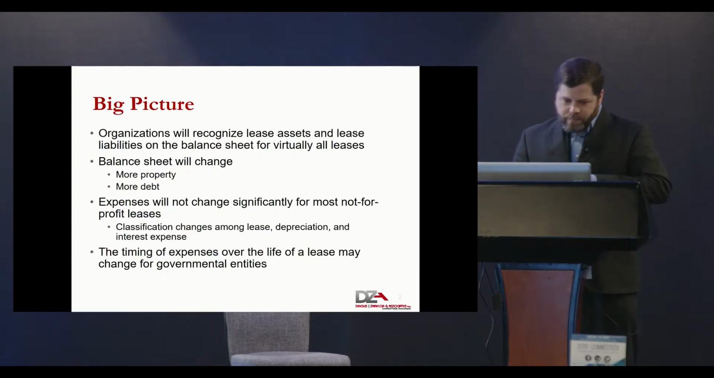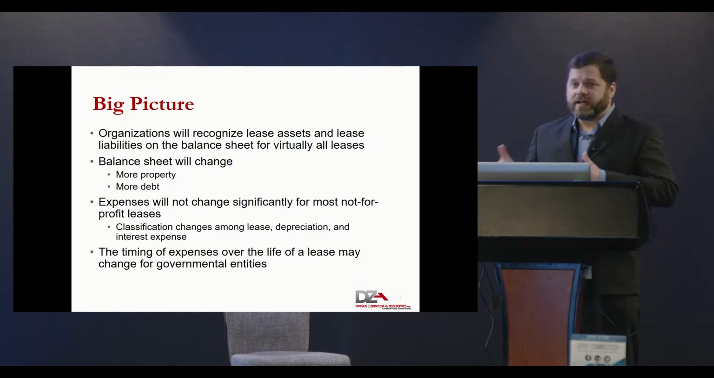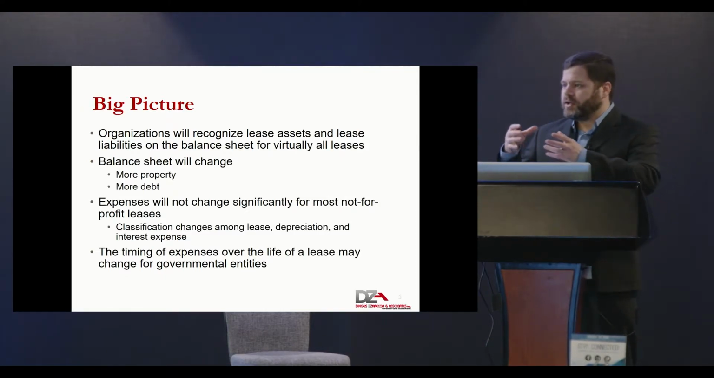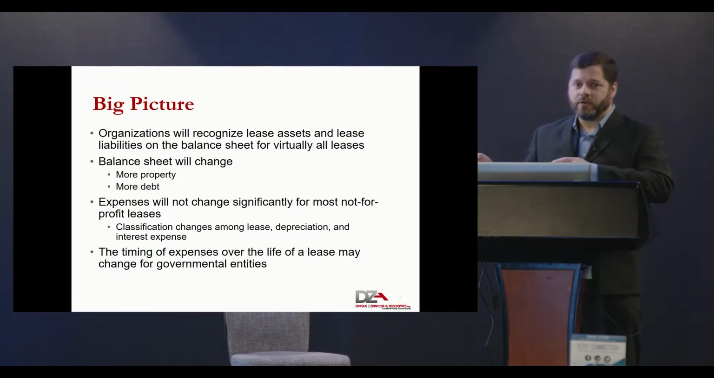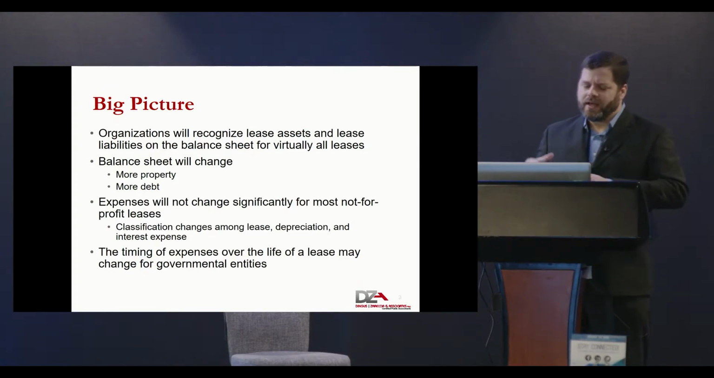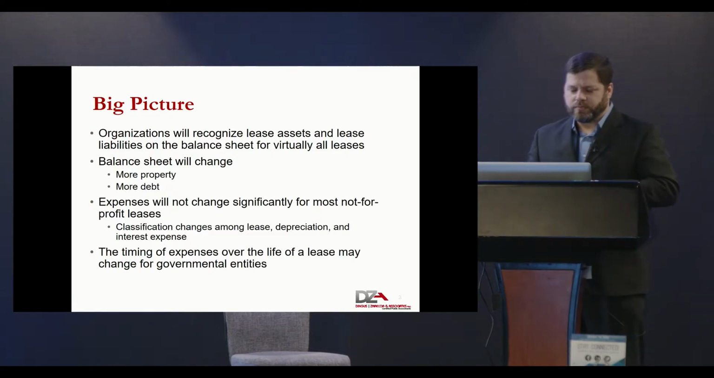So big picture, you will be recognizing more assets and liabilities on your books. That's the big change. The focus is really on the operating leases. So currently you already record capital leases, you have assets and liabilities on your books, but not for operating leases. With the new standard, those operating leases also will be recorded with some exceptions. If they're short-term leases, you have the option to not record those. So you can see some of those changes. Balance sheet will change. Expenses shouldn't change very much, if at all.